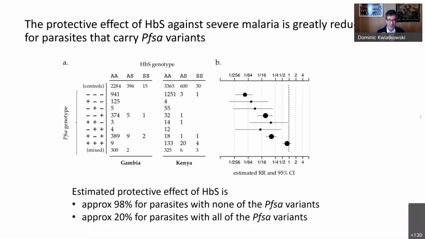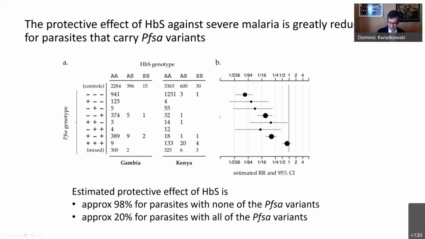Whereas if they're carrying parasites that have none of these loci, the protective effect of sickle is enhanced. It goes up from about 90% to over 98%. So what we've done on the right-hand side is change our estimate of the protective effect of sickle. The top bar shows an extremely strong protective effect, much stronger than we thought previously, if the parasites don't have these variants. But if they do have these variants, the protective effect is very much less. In fact, it's barely there.